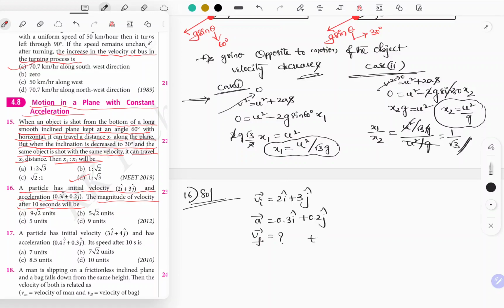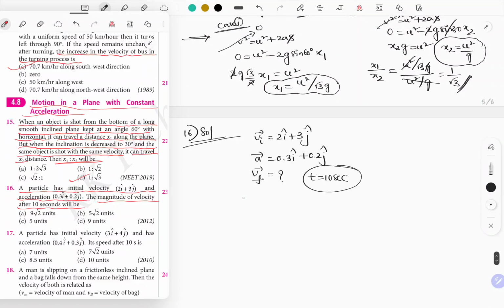Super. After how much time? After 10 seconds they are asking. First of all, write down the formula for acceleration. Acceleration is equal to final velocity minus initial velocity divided by time, right? From this I need the final velocity, right? I can represent this like this. Acceleration into time is equal to final velocity minus initial velocity. From this, final velocity is equal to acceleration into time plus initial velocity.